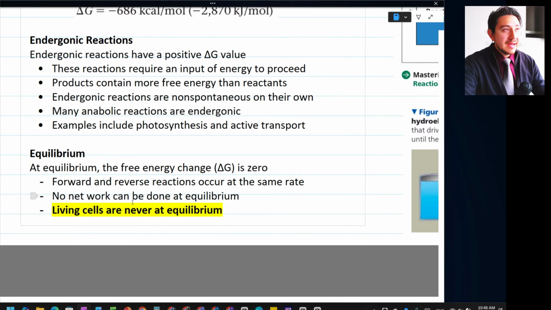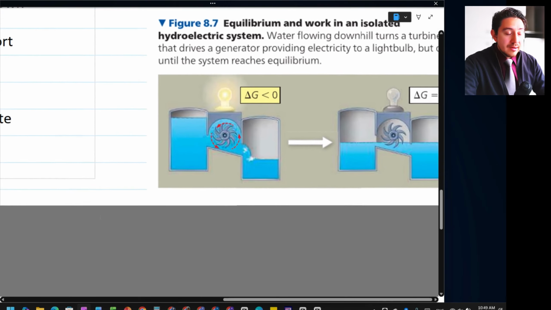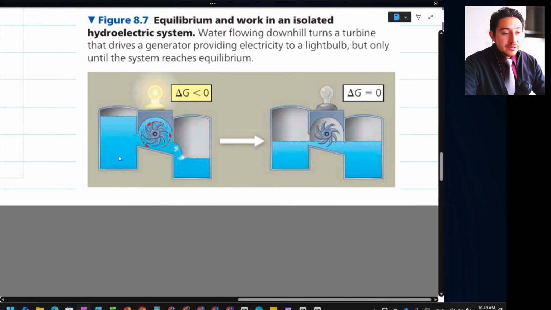You always want to have some form of gradient occurring in the cell, because that will enable the cell to keep working and keep working and keep working. Once you have a system where there is no longer any form of free energy, like this hydroelectric system, you have a lot of water here that is flowing down for this turbine to move to produce energy.